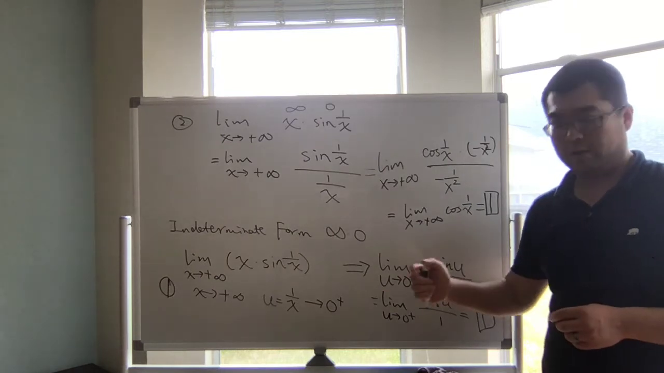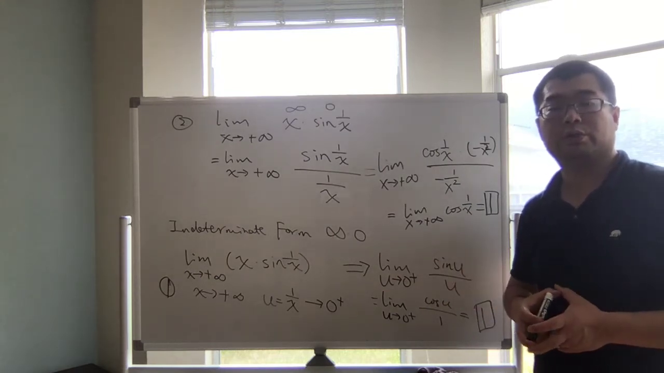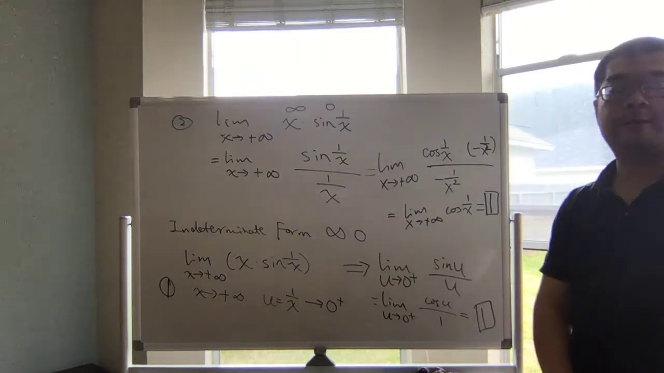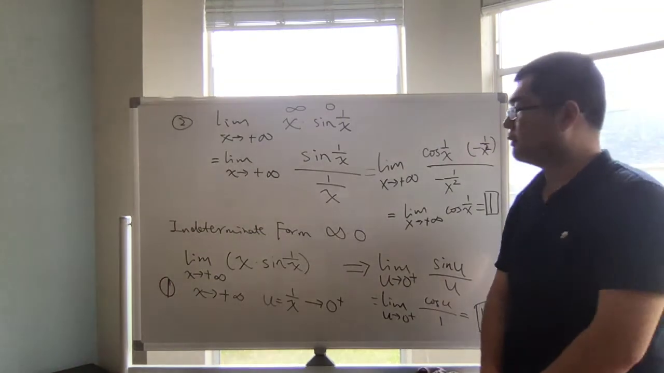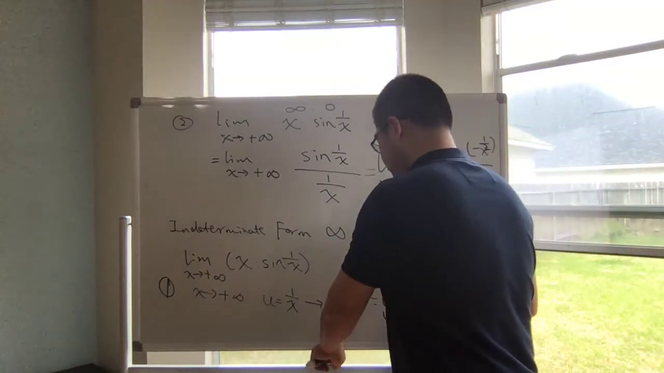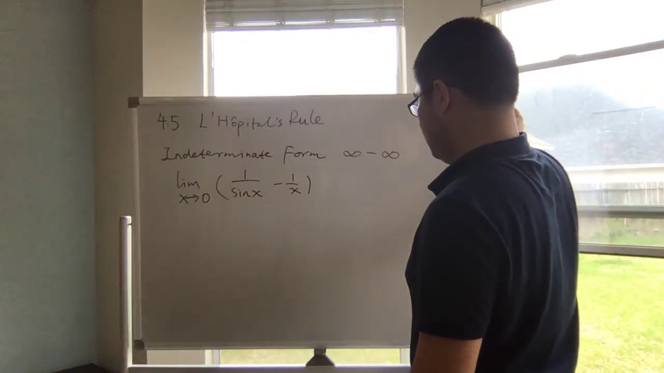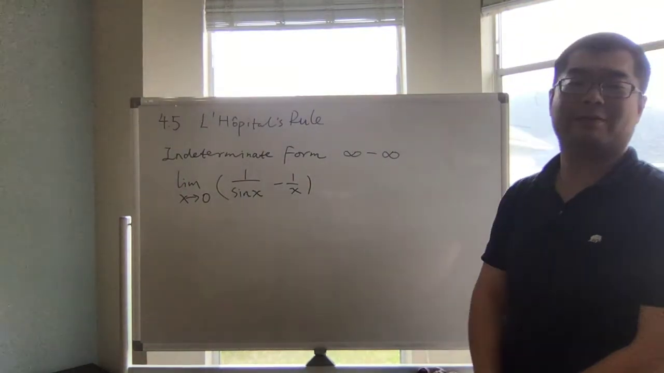The first one is a little bit tricky because you need to use a substitution, but the second one is pretty basic. Okay, so that's this problem. Now let's look at another type. Okay, infinity minus infinity form.